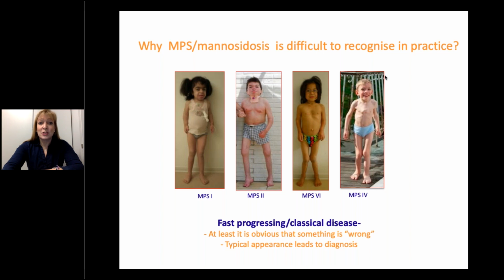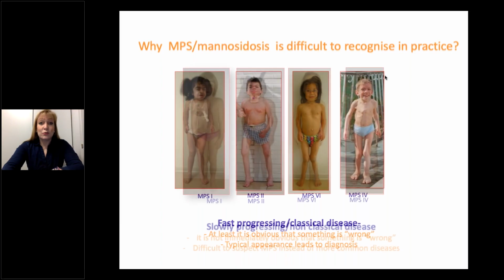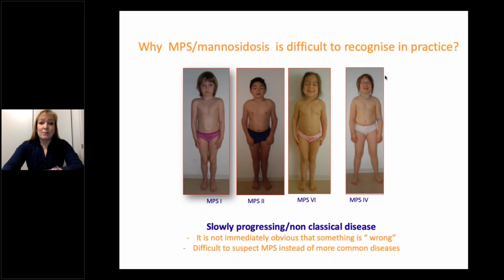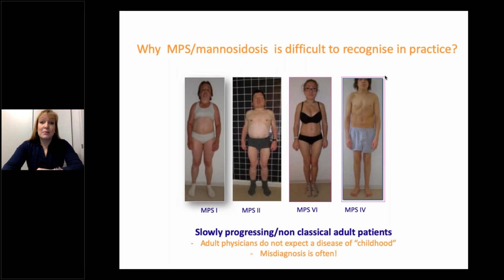What you can see here on the pictures are some examples of MPS patients. In these fast progressive, so-called classical MPS patients, it is in a way obvious that something is wrong with these children, but they are already at an older age. And it is something that you will start any diagnosis for sure. In other cases, in patients at the same age but with a more slowly progressing or non-classical disease, it is much more difficult to make a diagnosis because it is not immediately obvious that something is wrong with these children. And you may think probably they're just a little bit different from others. But these have the same disease.